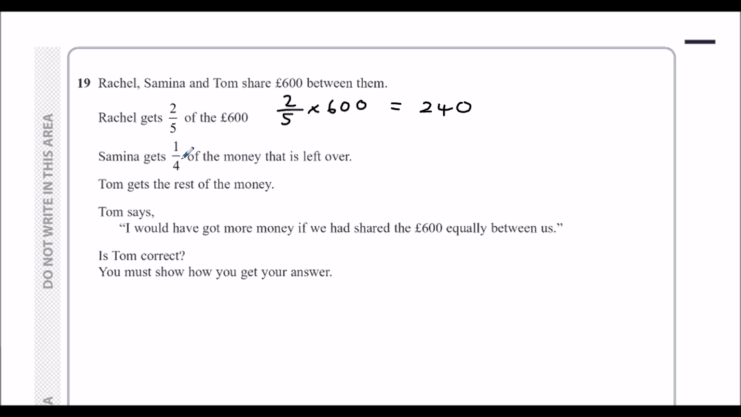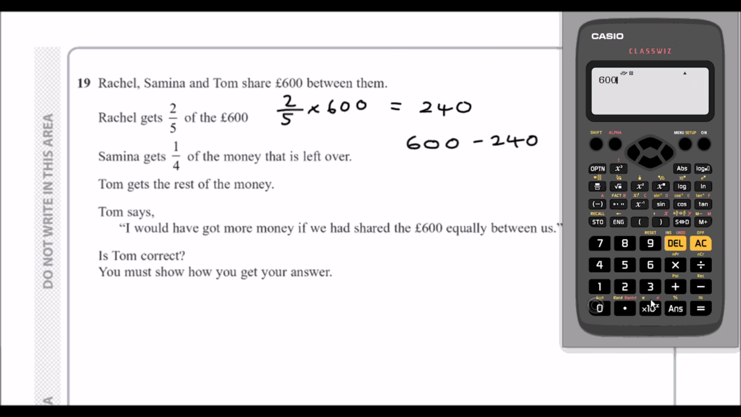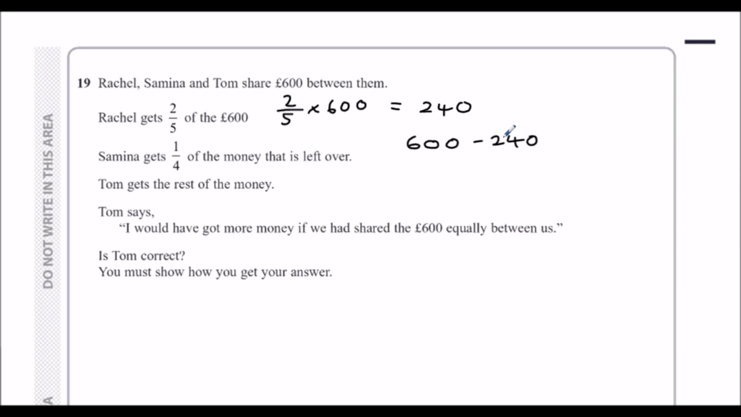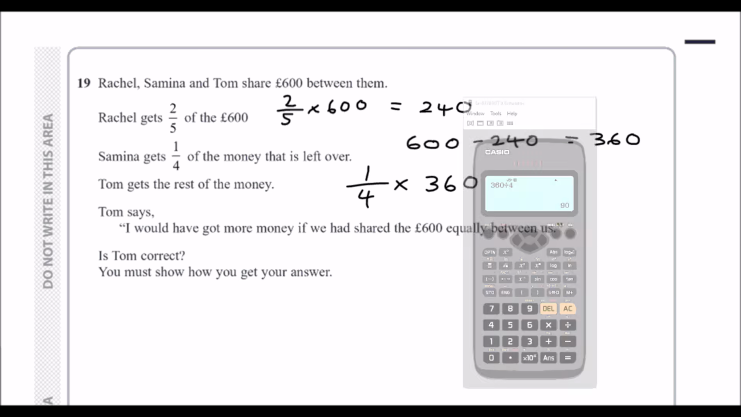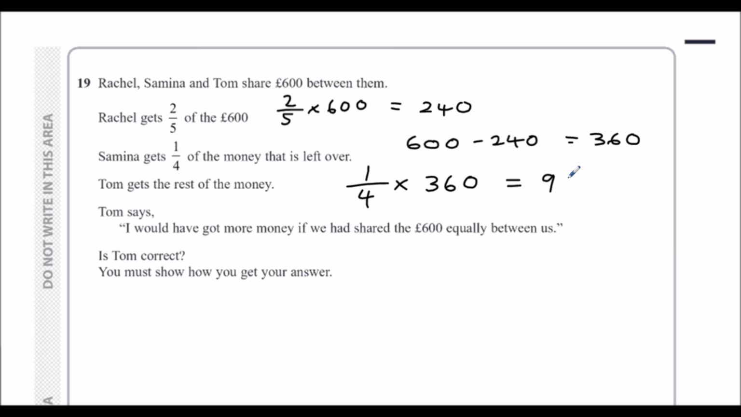Samina gets a quarter of the money left over. So how much is left over? Take away the 240. And we get 360. So 360 is left. Samina gets a quarter of that. So a quarter of 360. Or just, to get a quarter, we could just divide by 4. It's the same answer. We'll get 90 either way. So a quarter of 360 is 90.